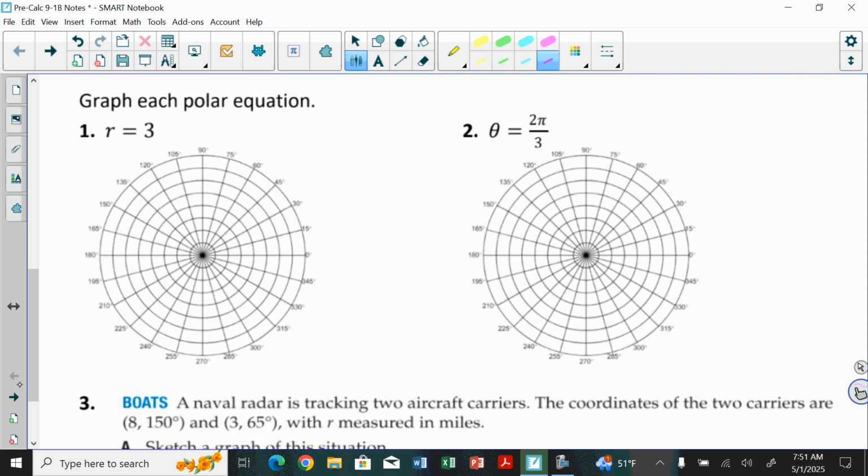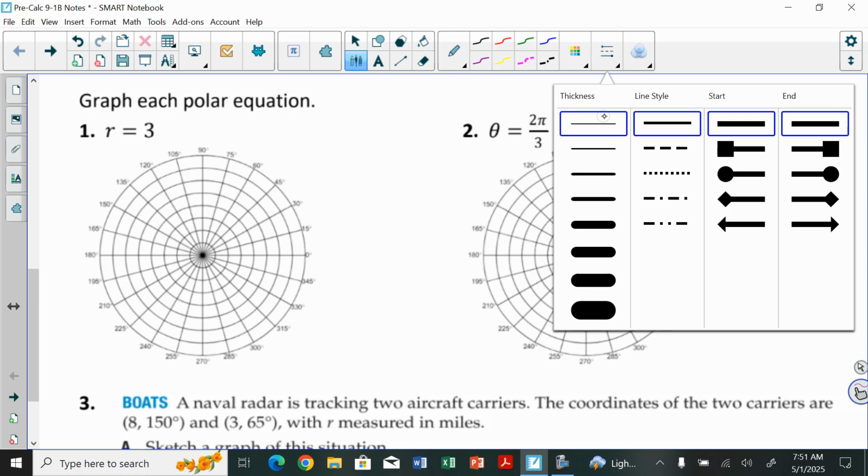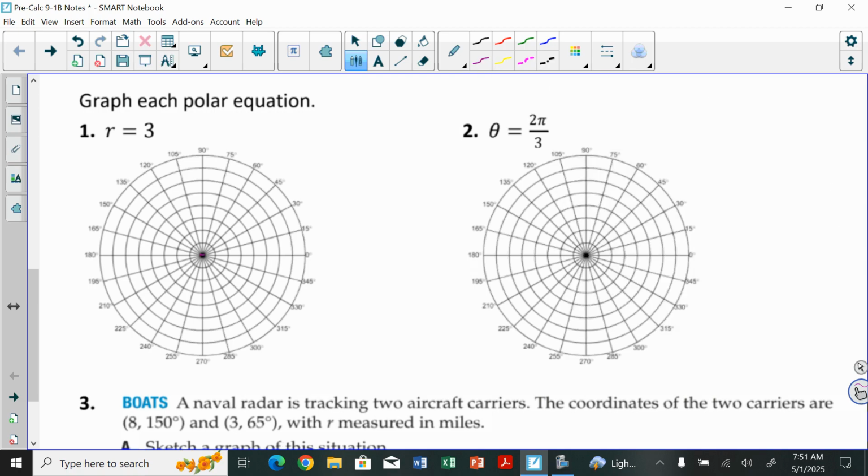So, graphing each polar equation. This first one is very simple: r equals 3. Basically we're looking for all points that make this a true statement. If r is 3, that means my radius would be 3. So from the center, here's my center point, if I go out on a 45-degree angle, 1, 2, 3, there would be a point there.